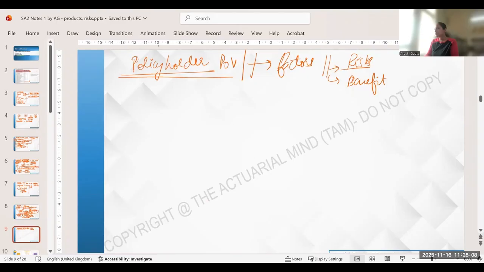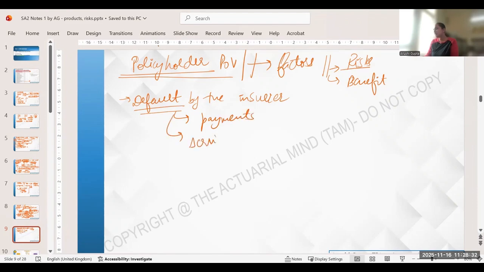Default by insurer. Correct. That's a very important but very basic risk. Irrespective of the product the question asks about, there will always be the risk of default by the insurer on the payments, which is the claim that you might get or the kind of service you could get. Default can happen on two things. It's not just the payment, whether the timely claim was settled or not. It can also be on the service or the quality of service.